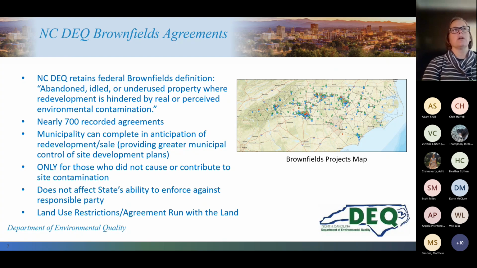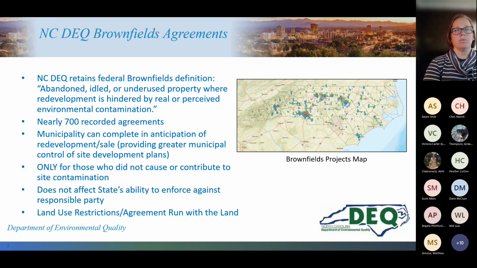It's important to note that a brownfields agreement is only for those who did not cause or contribute to the contamination. So we cannot write an agreement with a responsible party. That's because we're providing that covenant not to sue between the state and the prospective developer for the known contaminants. If they're the responsible party, they're officially responsible for those contaminants. So this agreement does not affect the state's ability to enforce against that responsible party.